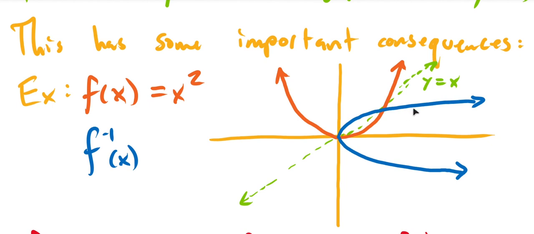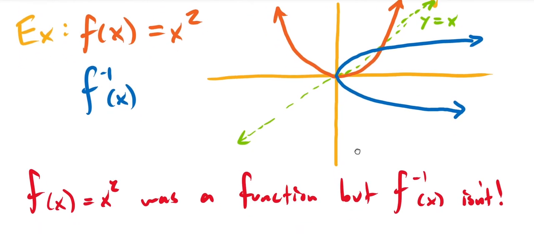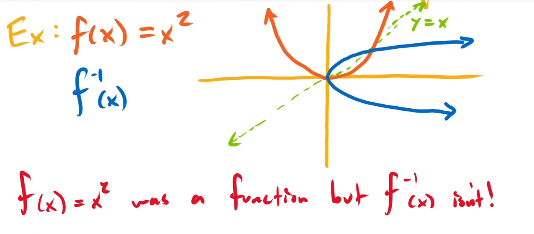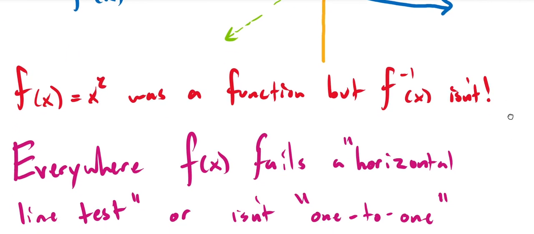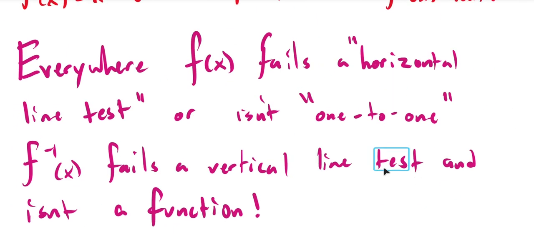But wait a minute. x squared here passed the vertical line test. This is a function. But this thing over here, whatever it is, it doesn't seem to, right? Something has gone wrong. This has now failed the vertical line test. It is a relation, but not a function. So what we've seen is that a function might have an inverse that isn't a function.